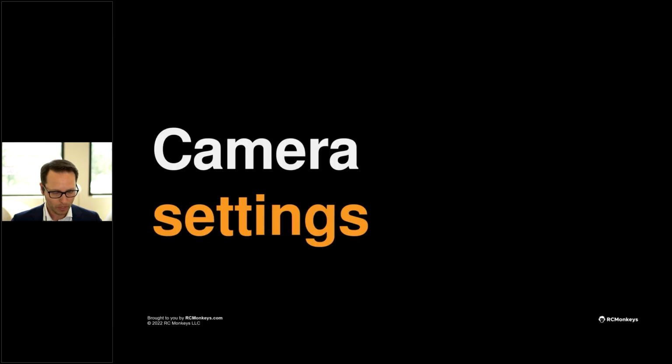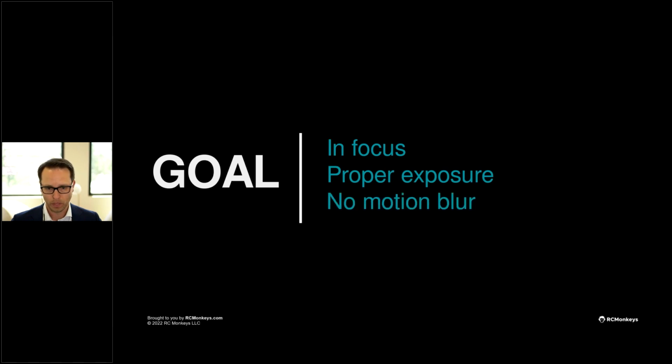So the next is the camera settings. So we'll take a look at what we need to look for when we take these photos. So what is the goal here? There are three things that we're after whenever we're taking these photos. Make sure that the entire image is in focus, right? And we have the proper exposure. And then the last thing, there's no motion blur.